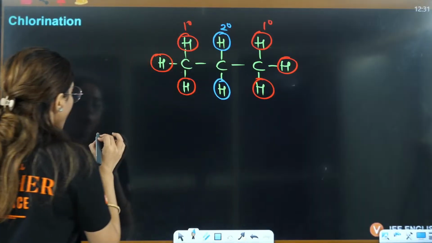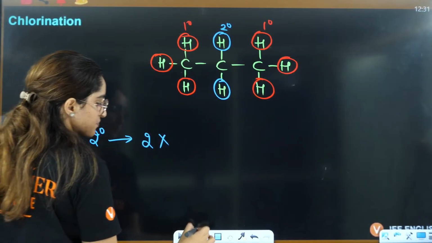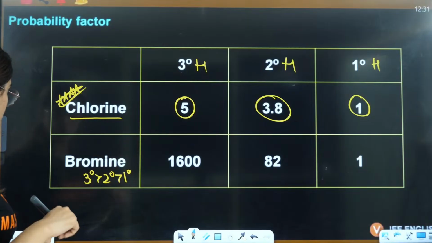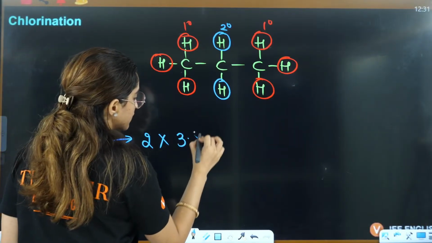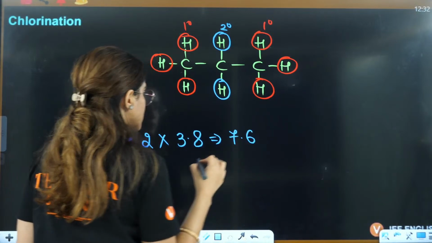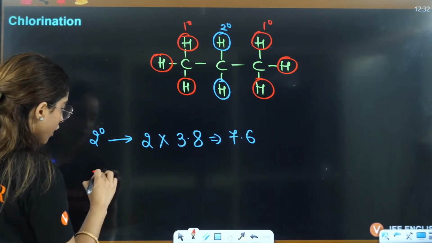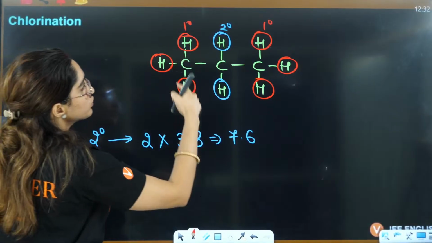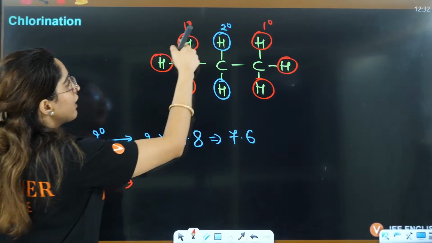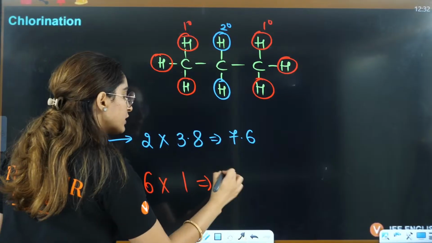So how many 1 degree and 2 degree? Let's write. How many 2 degree hydrogens you have? You have total 2 degree hydrogens. And what is the factor of 2 degree? 3.8. So you'll multiply it by 3.8 and what you will get is around 7.6. Right? How many 3 degree you have? 1, 2, 3. Sorry, how many 1 degree you have? 3 degree you have 0. No 3 degrees there. 1, 2, 3, 4, 5, 6. This is multiplied by 1, it will give you 6.